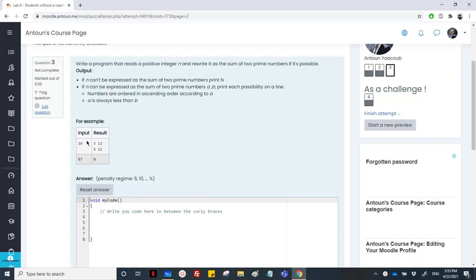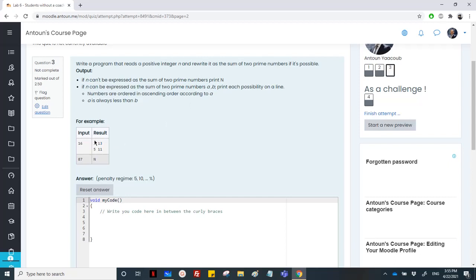Now the output. They are telling us that if the number n can't be expressed as the sum of two prime numbers, we print n. And if n can be expressed as the sum of two prime numbers, we need to print each possibility on a separate line. The numbers are ordered in ascending order according to A, so the first number is A and the second is B.